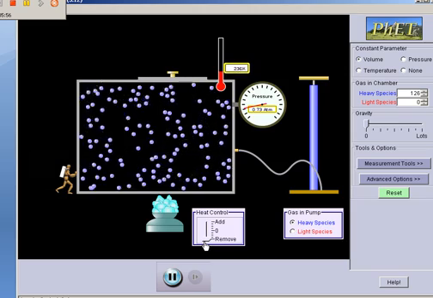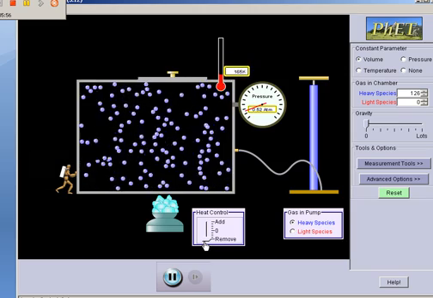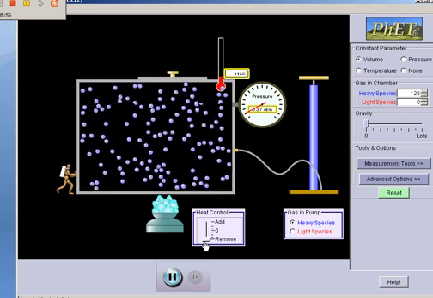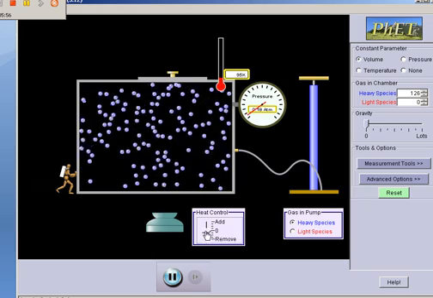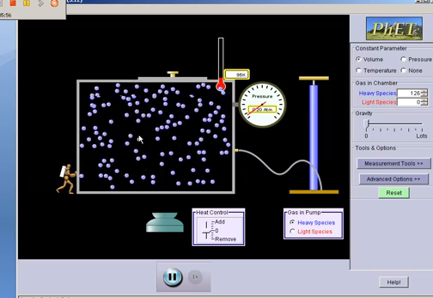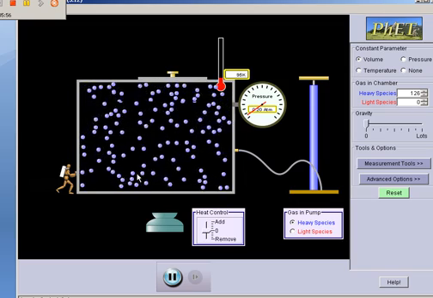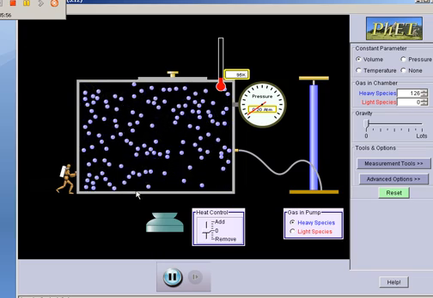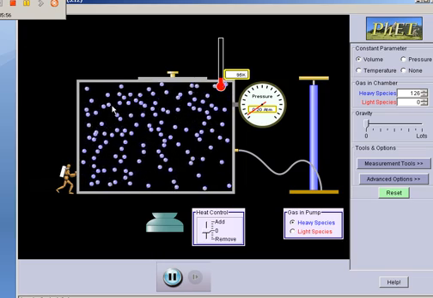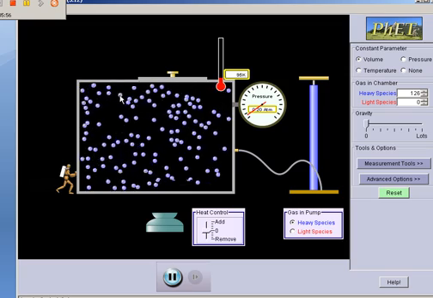Look what's happening to the speed of the molecules. As we begin to cool things down, you can see that the molecules are moving more and more slowly. So what is happening here is since the molecules are moving more slowly, one, they are colliding with the walls less frequently. That decreases the pressure.